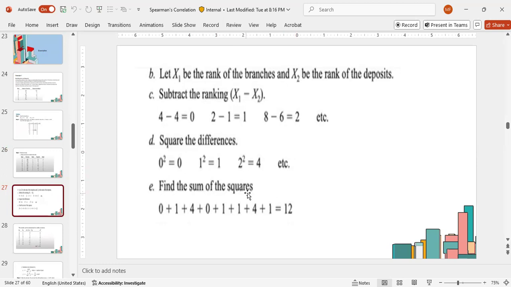Then we find the sum of these squares. These are the squares. We'll find the sum 0, 1, 4. Similarly, these are the values for the next data set pairs. Then this sum comes equal to 12.